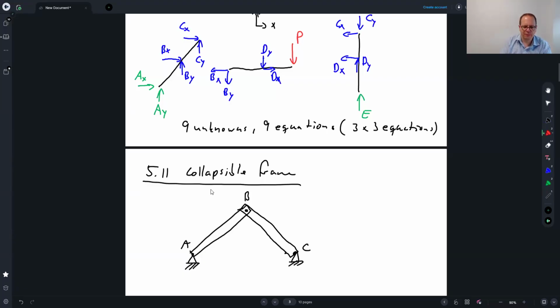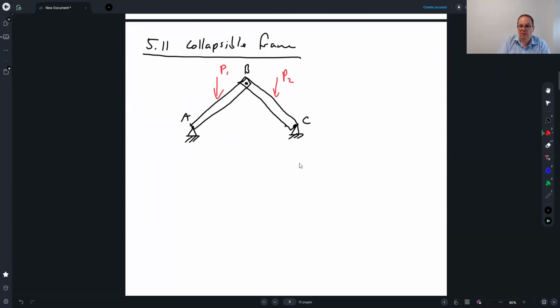And of course, we need some loads. There, it's called P1 and P2, for instance. All right, so this is our setup. Now, if this were a non-collapsible frame, right, then we said we can go straight in and just get the overall support reactions. Let's try that here too. Take my overall system. It would look something like this.